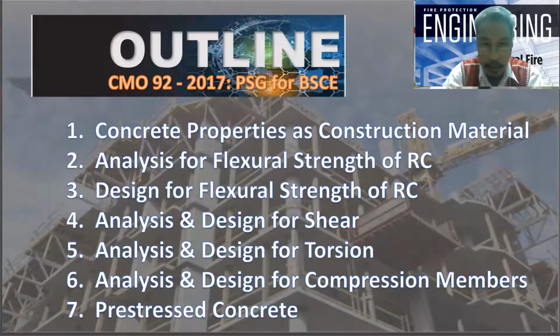What about the outline of this particular course? According to CMO 92, Series of 2017, Policies, Standards, and Guidelines for BS Civil Engineering, we should, as a minimum knowledge, be able to discuss the following. Number one, concrete properties as construction material. Number two, we should be able to analyze flexural strength of RC. What is RC? Number three, design for flexural strength of RC.